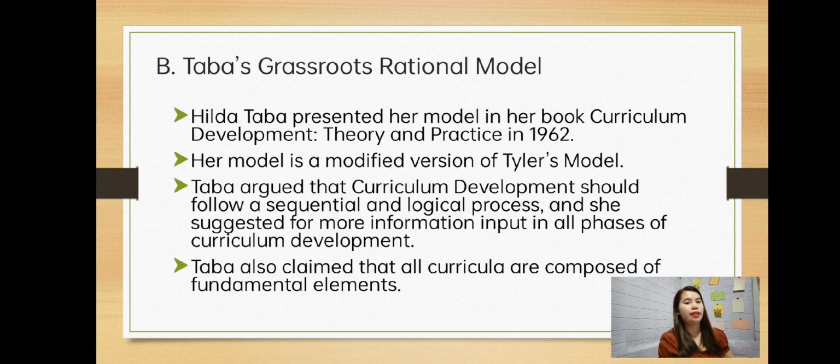So next model that is still included in the linear model is Taba's grassroots rational model. Hilda Taba presented her model in her book Curriculum Development, The Theory and Practice in 1962. Her model is a modified version of Tyler's model. Taba argued that curriculum development should follow a sequential and logical process, and she suggested more information input in all phases of curriculum development. Taba also claimed that all curricula are composed of fundamental elements.